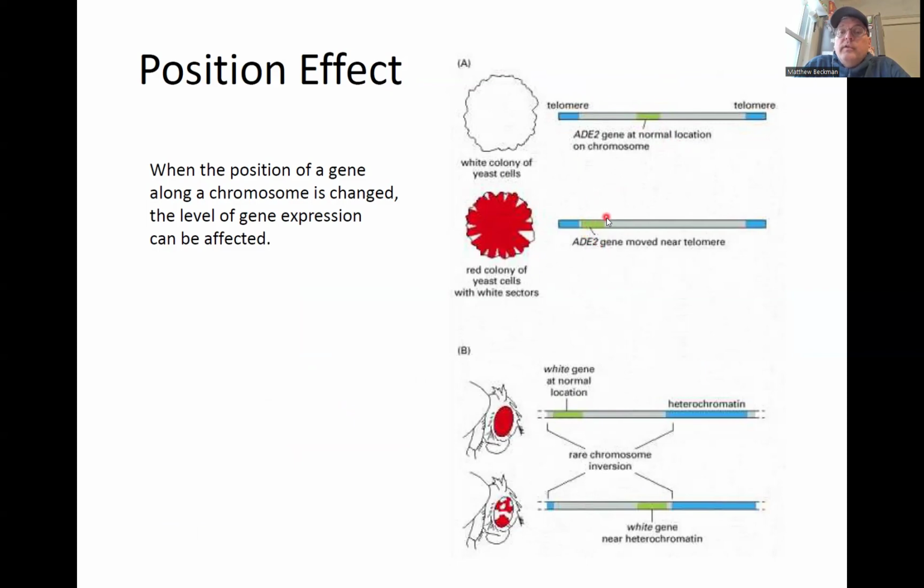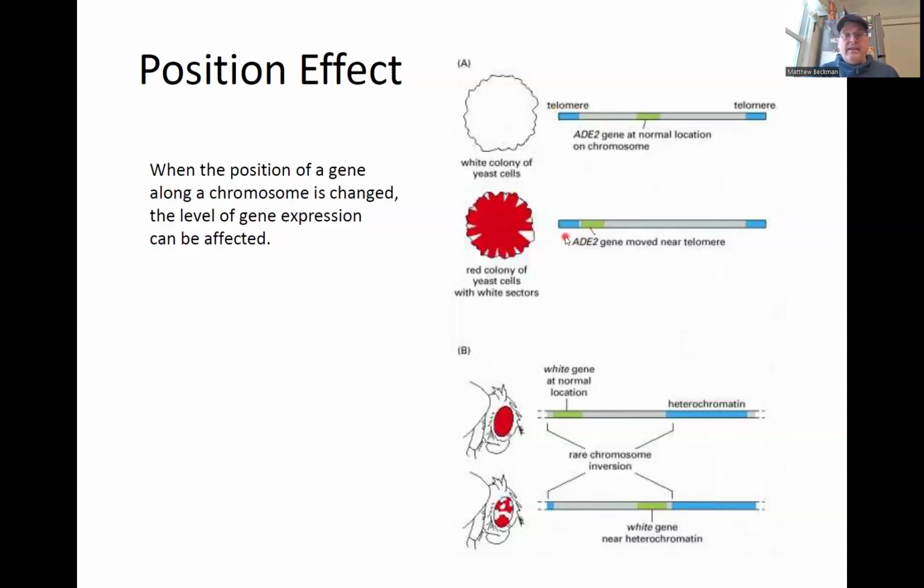And if it gets moved through, say, inversion or something where the green chunk ends up near the telomere, that's a different environment for that gene. Remember, the ends of chromosomes have these telomeres that are kind of tightly packed DNA that act as bumpers. So if you move a gene right next to a telomere, its expression level may go down. It could be kind of pulled into that tightened heterochromatin DNA that's not the loose stuff, it's the tight stuff. Okay, that will shut down the expression of that gene to some extent.